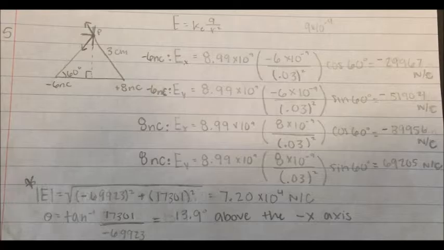We find the magnitude by adding up our x components and our y components, squaring both, adding them, and then taking the square root. With this, we find the electric field's magnitude, which is 7.20 times 10 to the 4th newtons over coulombs. For our direction, we simply take the inverse tangent of our y components over our x components, and we find that it is 13.9 degrees above the x-axis. And that's the process for finding the electric field at point P.